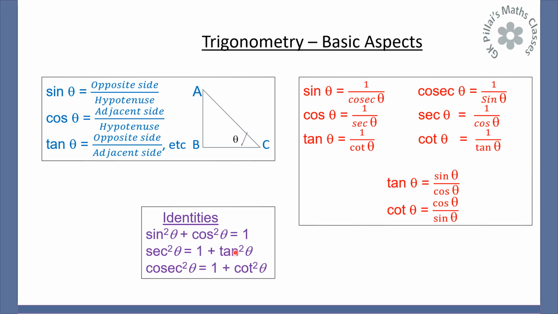Here, these are the three basic identities: sin squared theta plus cos squared theta equal to 1. We can write sometimes sin squared theta is 1 minus cos squared theta, and cos squared theta sometimes 1 minus sin squared theta. Similarly, we will be able to write these two also.